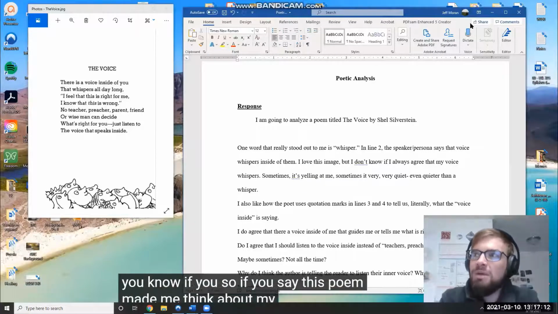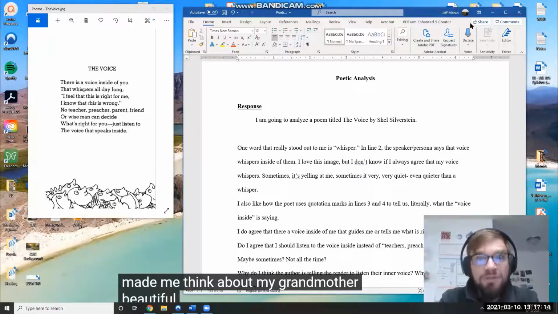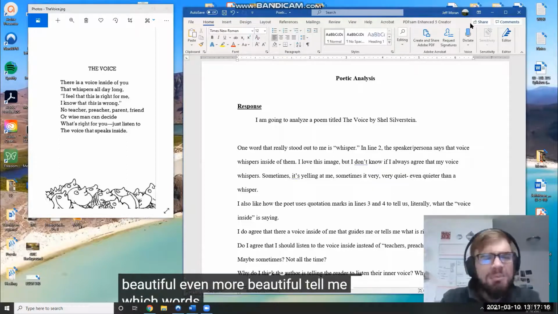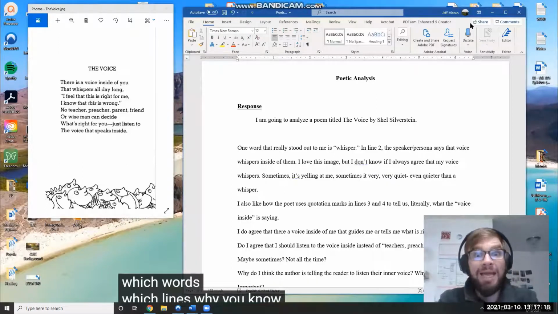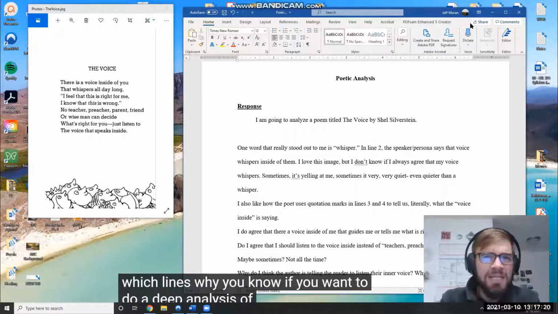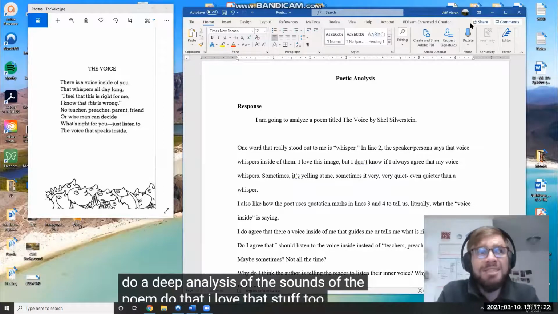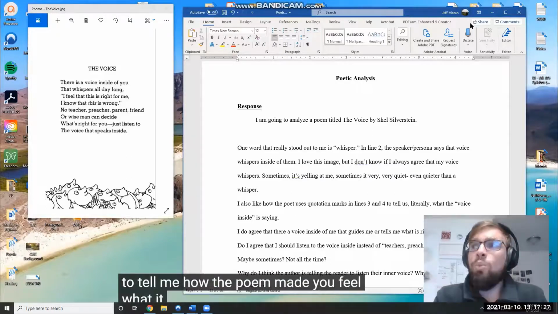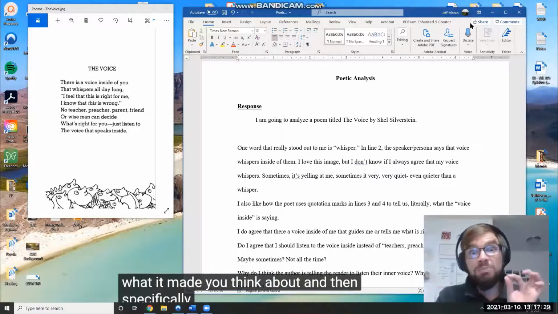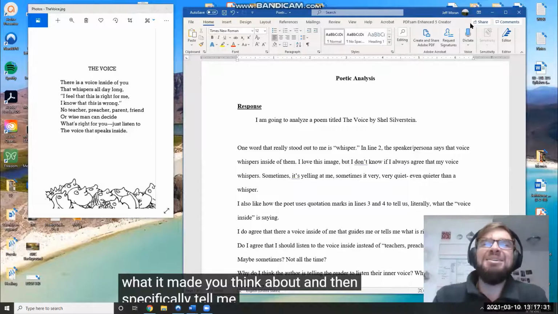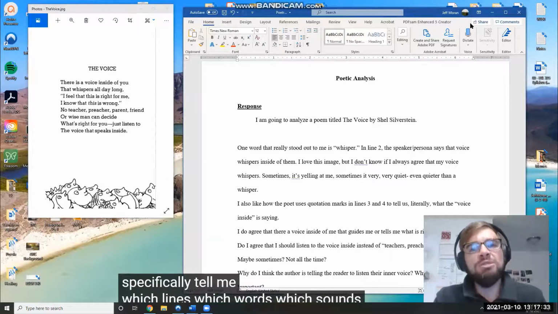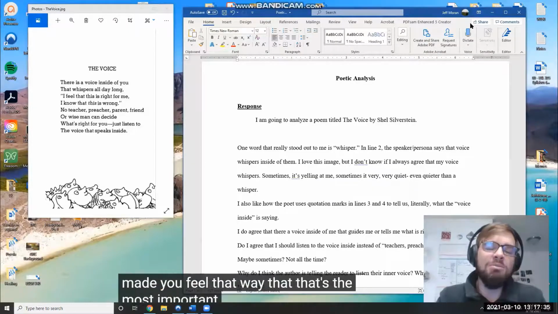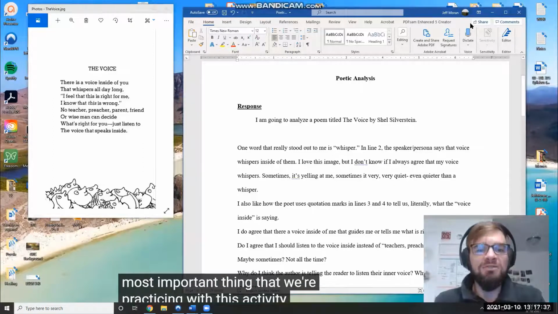If you say this poem made me think about my grandmother, beautiful. Even more beautiful, tell me which words, which lines, why. If you want to do a deep analysis of the sounds of the poem, do that. I love that stuff too. But the most important thing is for you to tell me how the poem made you feel, what it made you think about, and then specifically tell me which lines, which words, which sounds made you feel that way. That's the most important thing that we're practicing with this activity.